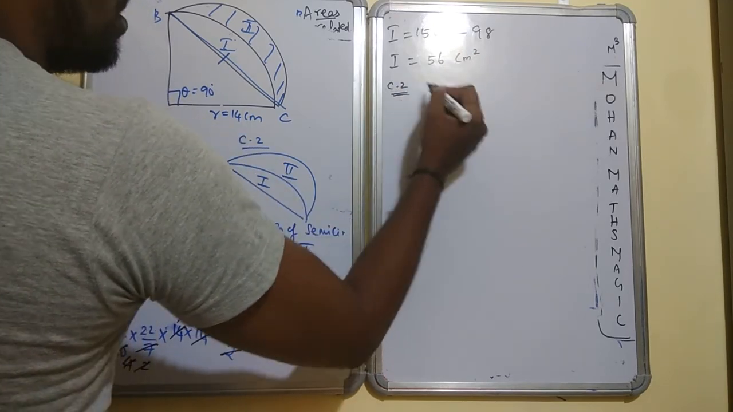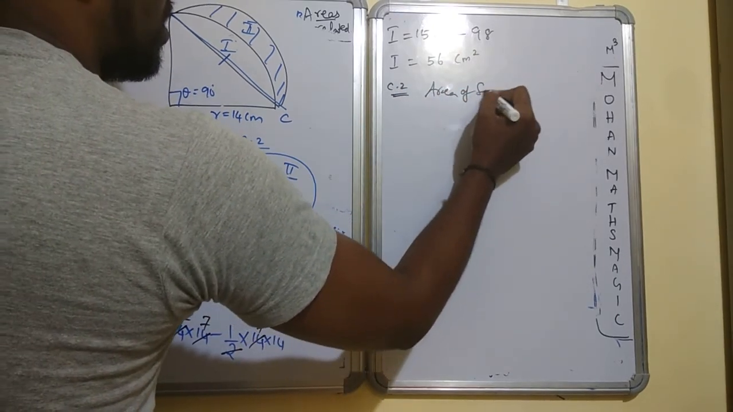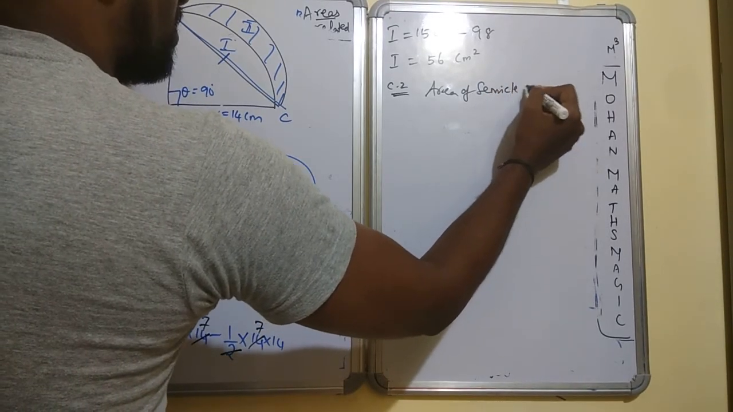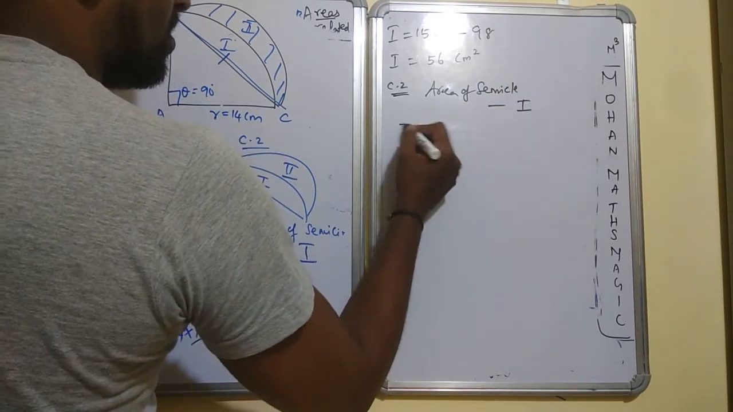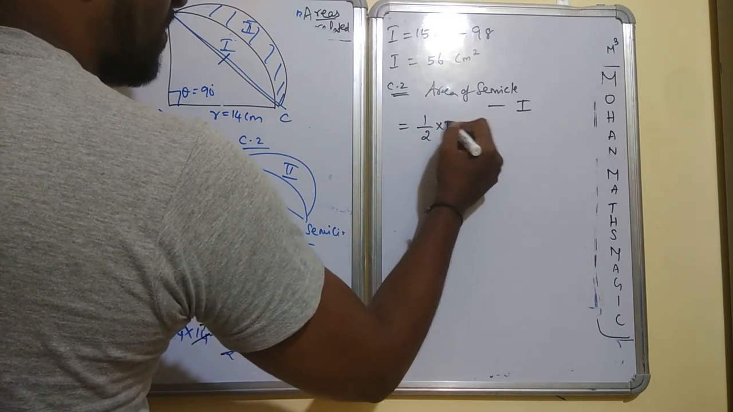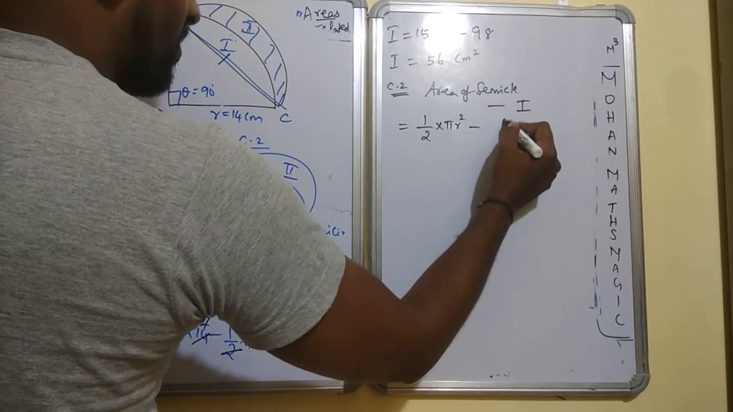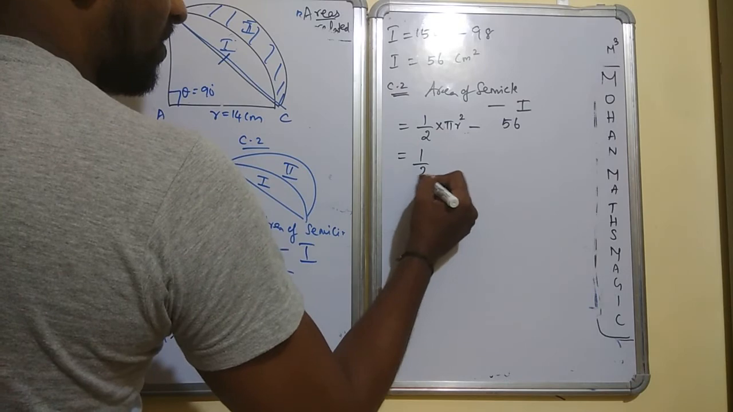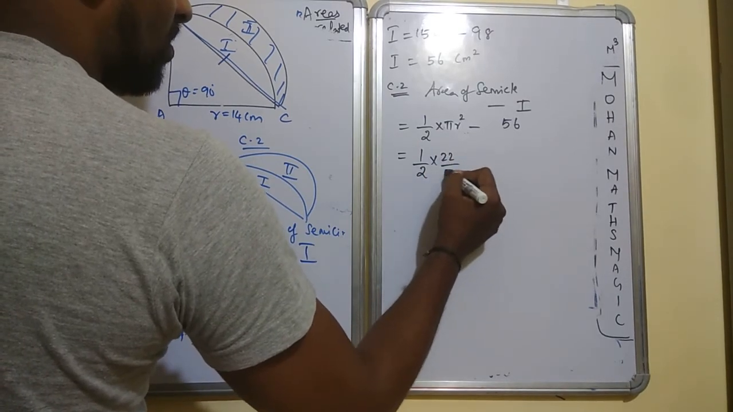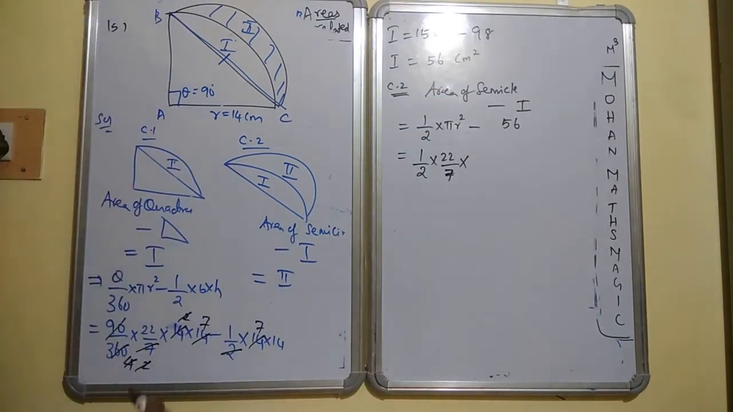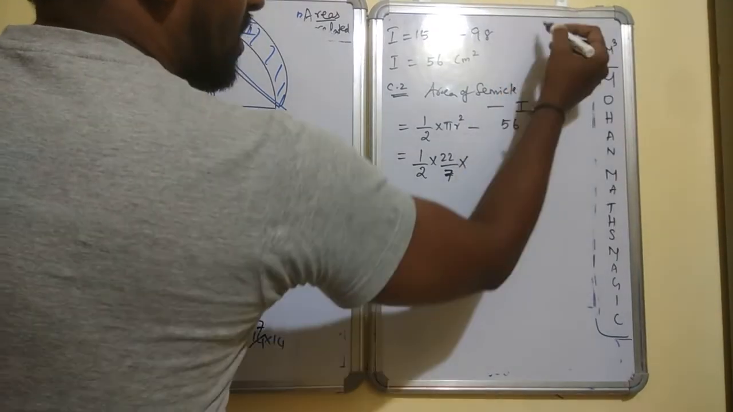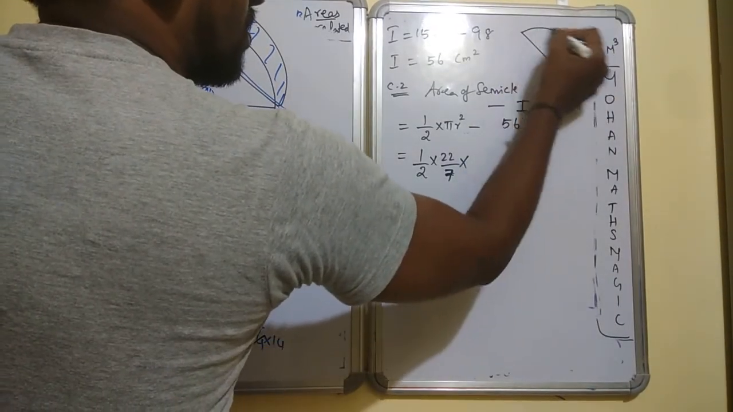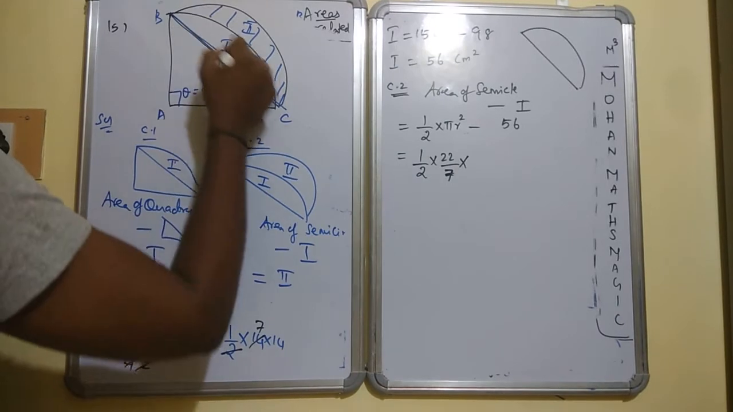Now case 2. What I told you, case 2, area of a semicircle minus first region. Semicircle, half into pi r square minus first region, how much? 56. Half into 22 by 7 into radius of a semicircle. You don't know the radius of a semicircle. First, what is the name of this? Diameter.